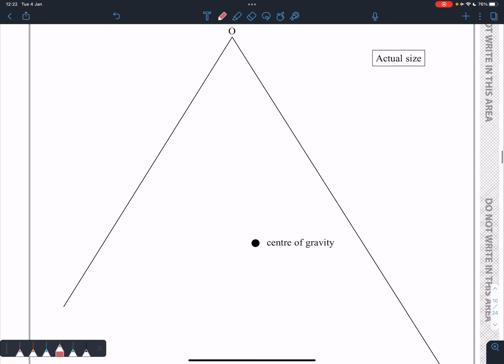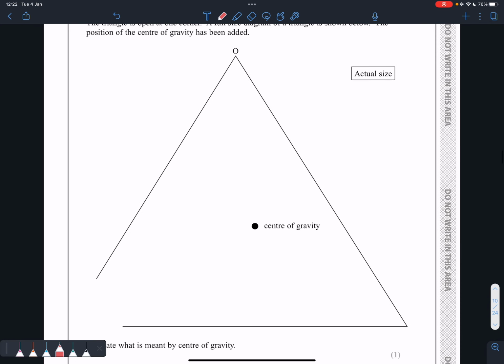This is a musical instrument, a triangle. And the interesting thing about this is that the center of gravity is not quite in line with the top there. There's a certain distance. Its actual size, so you're supposed to measure this, and I'm guessing if you printed this out, this would be about 0.5 centimeters, maybe 1 centimeter, I don't know. It's hard to tell, I'm on an iPad.